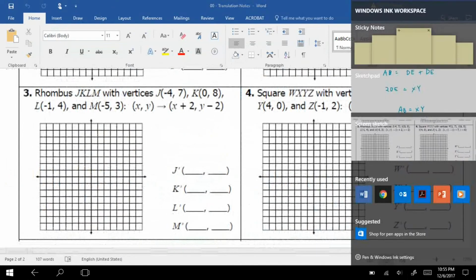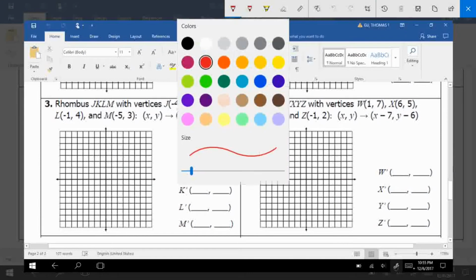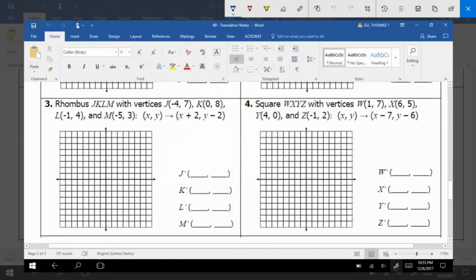Rhombus JKLM with vertices J at -4, 7. So -4, boom, 1, 2, 3, 4, 5, 6, 7. There's J. K is at 0, 8: 0, 1, 2, 3, 4, 5, 6, 7, 8. There's K. L is at -1, 4: 1, 2, 3, 4. L's right there. And M is at -5, 3: 1, 2, 3, 4, 5, 1, 2, 3 right here. And that is M. And this is my rhombus, or a diamond.